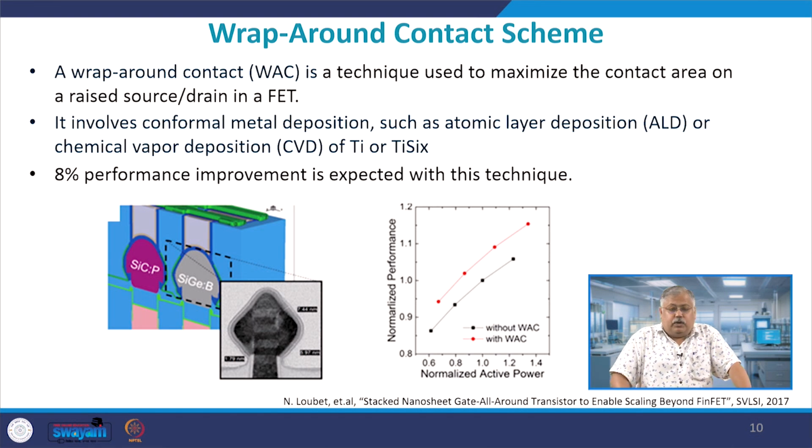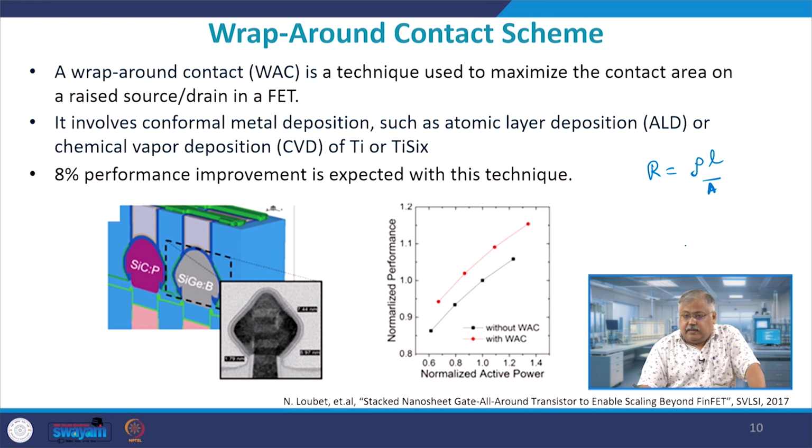Now let me show you another configuration of nanosheet FET, and this is known as a wrap around contact scheme, right? And this is used to maximize the contact area of the raised source and drain. See, the idea is, if a contact area is very small, and you very well know that R equals rho L by A, then if the contact area is very small, the resistance actually starts to increase.